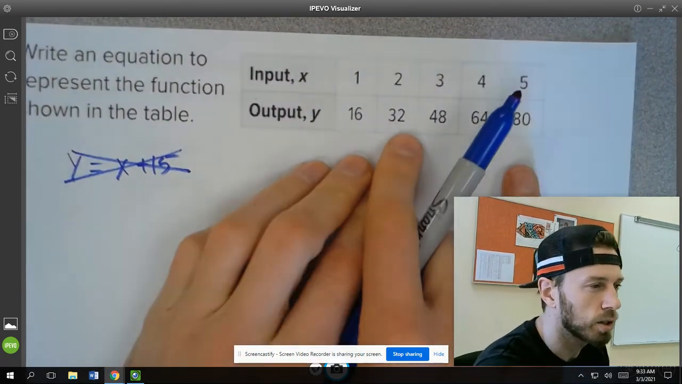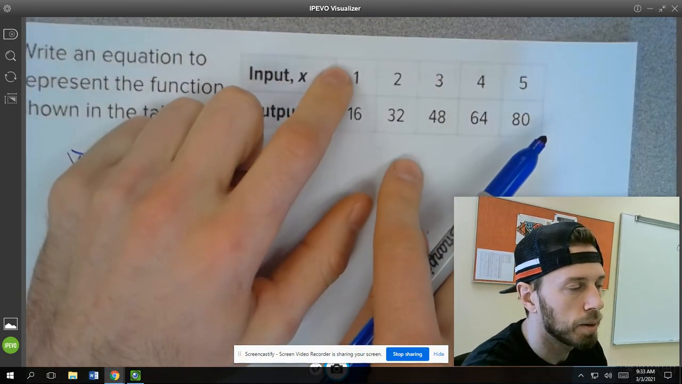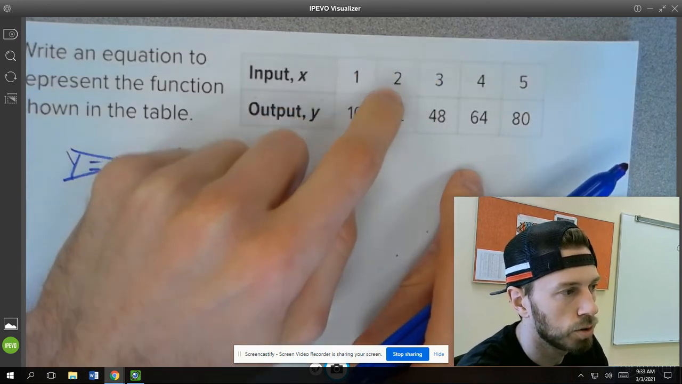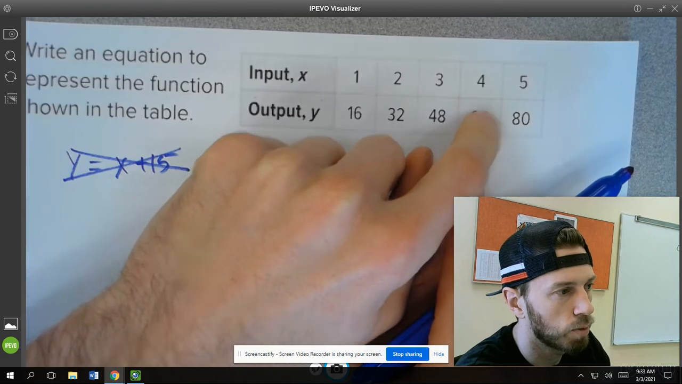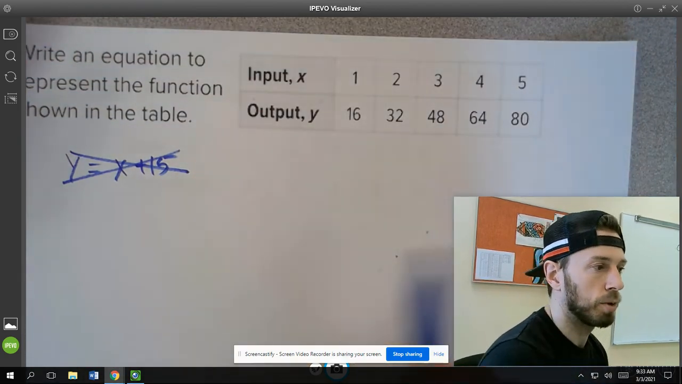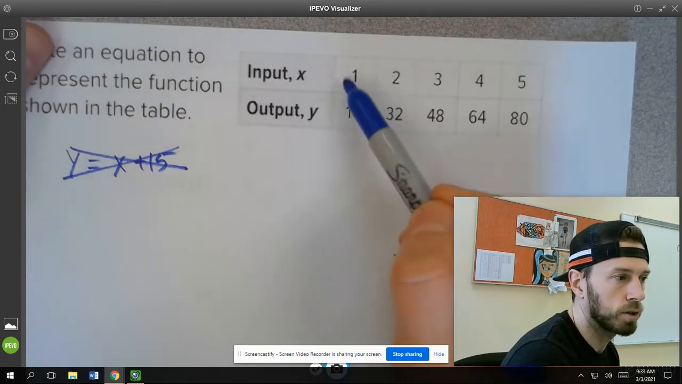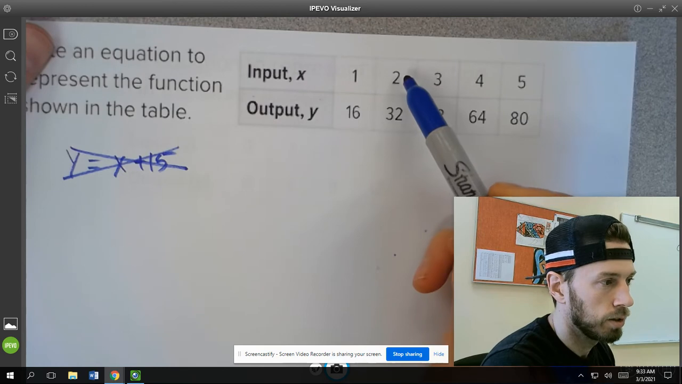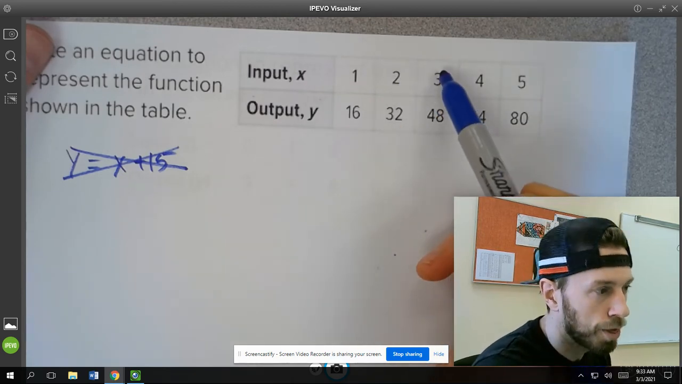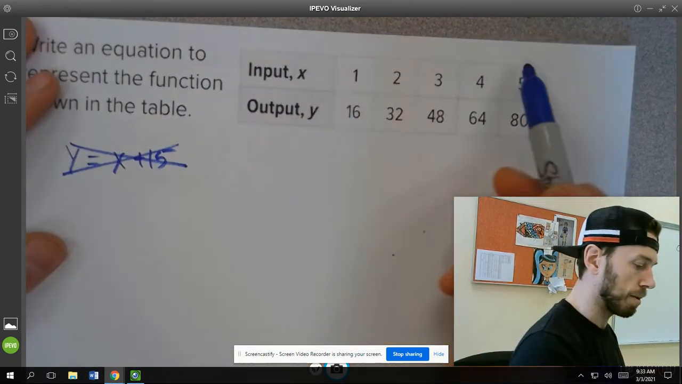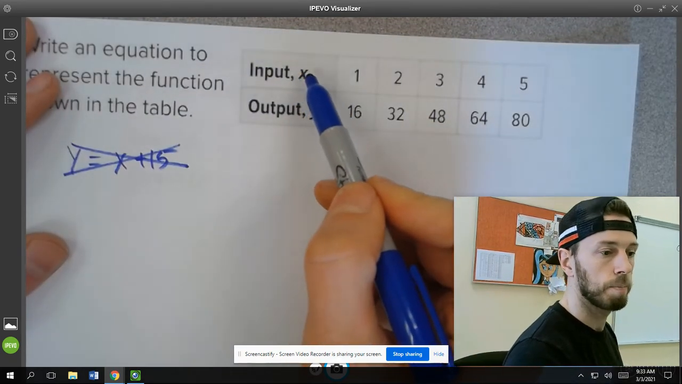So then we have to start thinking to ourselves, well then, what can I do to the input that gives me the output here that works for every single one of these? 2 to 32, 3 to 48, 4 to 64, and 5 to 80. Well, after some trial and error, you might find out that what you're doing here is you're actually multiplying this first number times 16. 1 times 16 gives you 16. 2 times 16 gives you 32. 3 times 16 will give you 48. So the rule must be you're multiplying the top number here, the input, multiplying the x by 16.